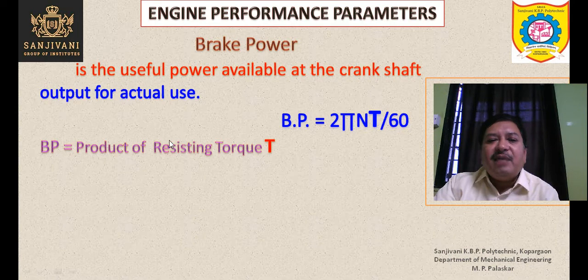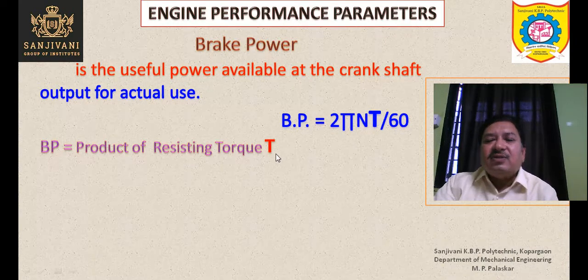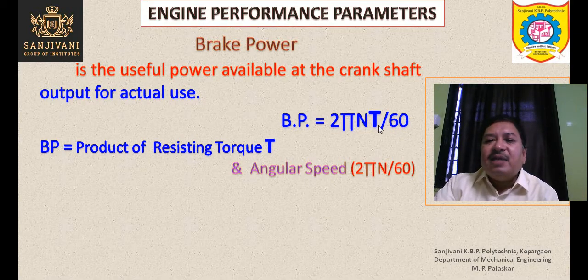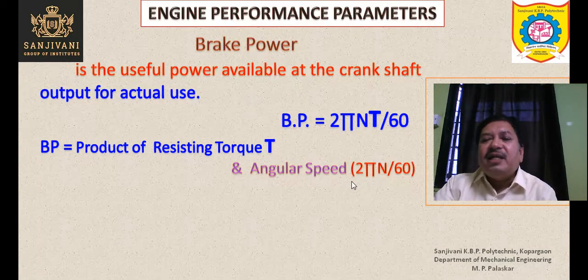Actually, this brake power is the product of the resisting torque T, that is the resisting torque, multiplied by the angular speed. You know the angular speed omega is equal to 2 pi n upon 60. So 2 pi n upon 60 is the angular speed and that is multiplied by T. So brake power is the product of resisting torque T and the angular speed, which is 2 pi n upon 60, and therefore we get the formula for brake power as 2 pi nt upon 60.